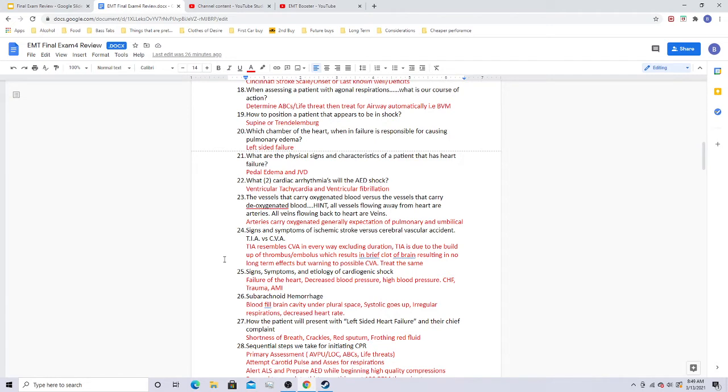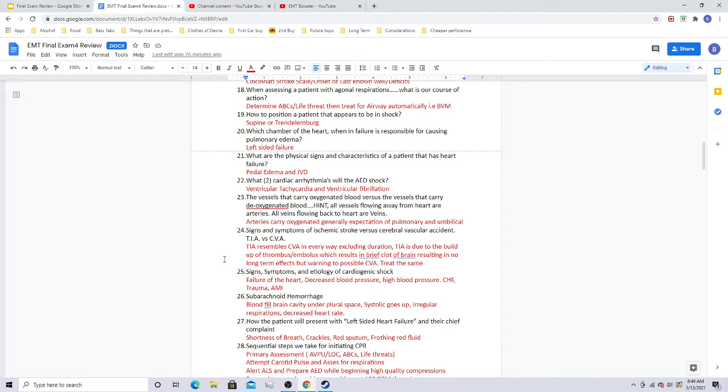Signs and symptoms of an ischemic stroke versus cerebral vascular accident, TIA versus CVA. TIA resembles a CVA in every way excluding duration. TIA is due to a buildup of a thrombus or embolus, which results in a brief clot of the brain, resulting in no long-term effects, but a warning sign of a major CVA going to occur. Treat the same and get them to a stroke receiving center regardless.